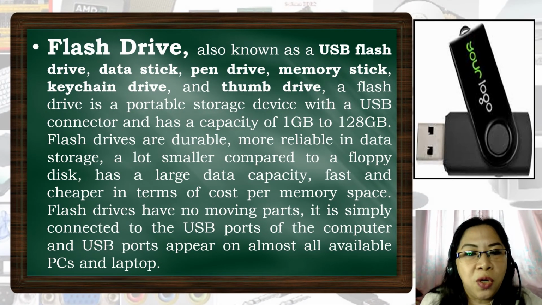Flash drive, also known as USB flash drive, data stick, pen drive, memory stick, keychain drive, and thumb drive. A flash drive is a portable storage device with a USB connector and has a capacity of 1 gig to 128 gig. Flash drives are durable, more reliable in data storage, a lot smaller compared to a floppy disk, have a large data capacity, and are fast and cheaper in terms of cost per memory space.